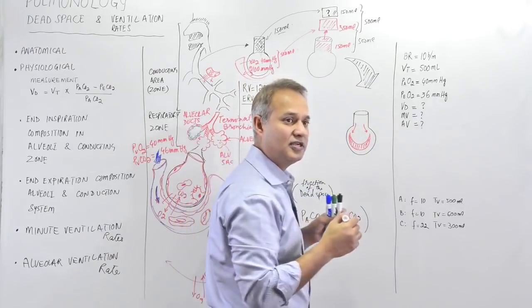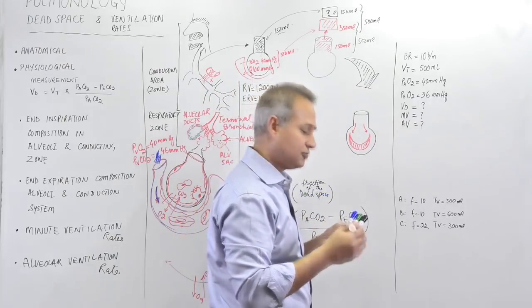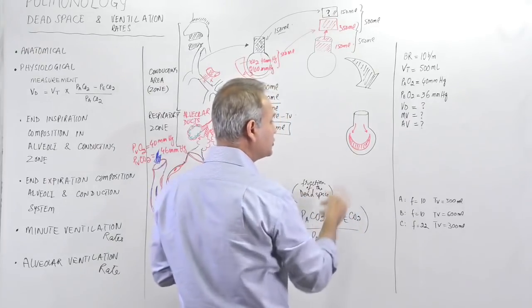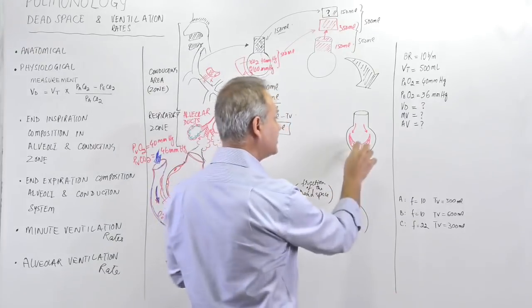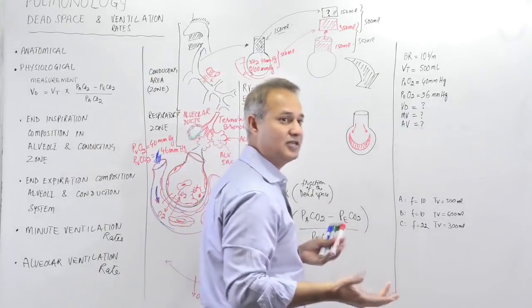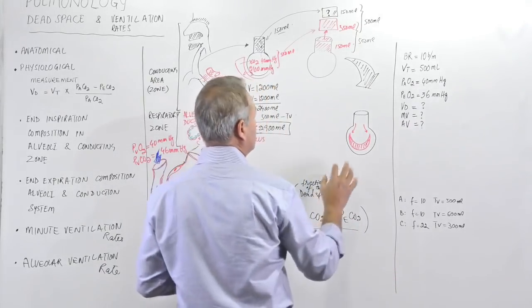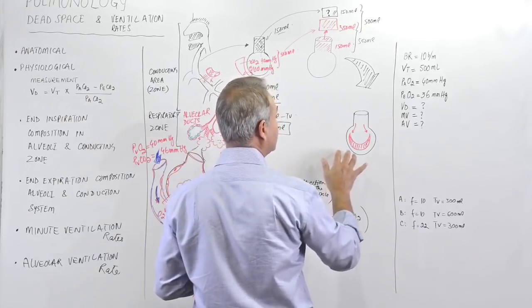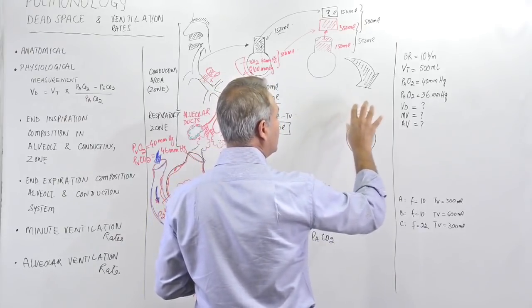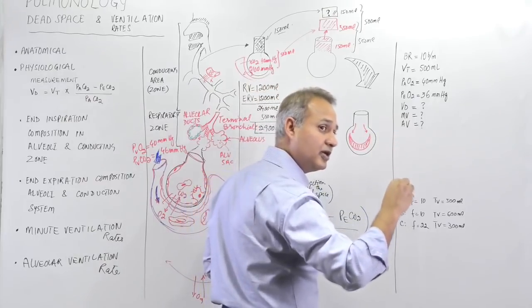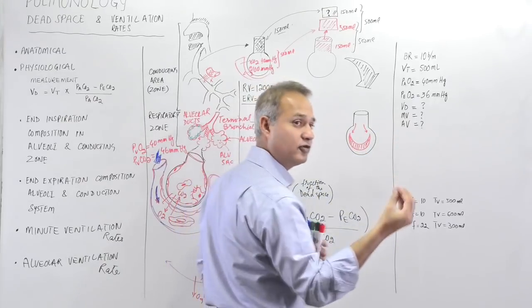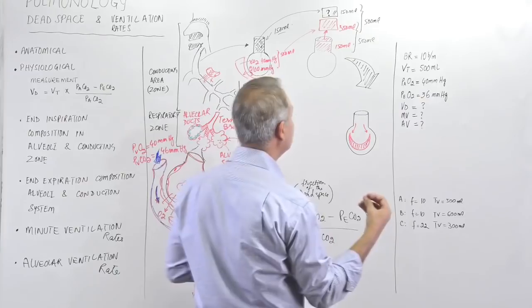Did it do anything in the anatomical space? No, it was just sitting there. Is it useful for the exchange? No, it has the same composition as the venous blood. It's not going to do any further beneficial things here. So should we get more air? This is not very useful for respiration. Yes, we should get more air.